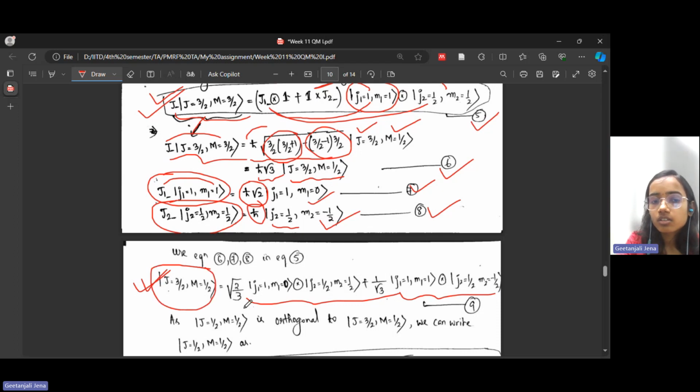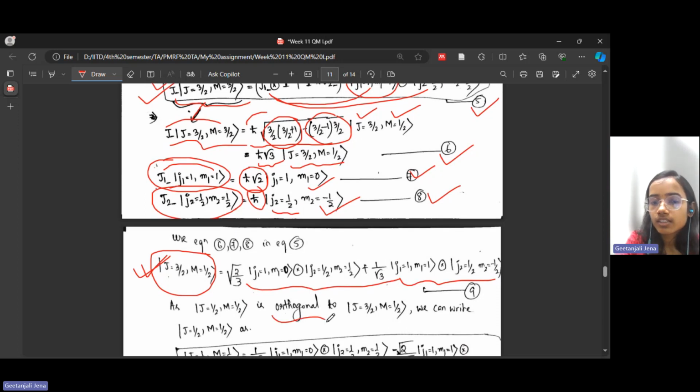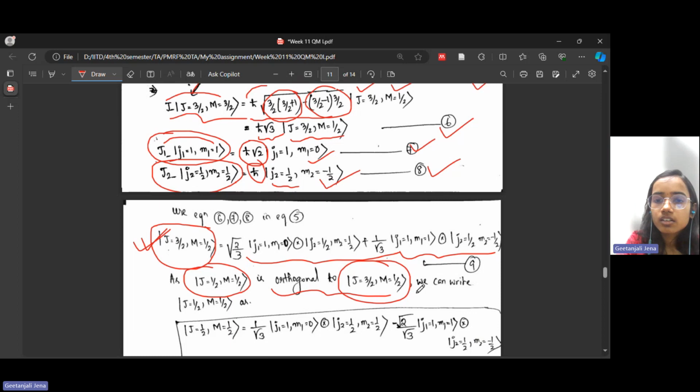Okay, but this is for J equal to 3 by 2 and M equal to 3 by 2. But we want to find out the expression for J equal to half and M equal to half. So for that, you use the orthogonality condition. This state, J equal to half and M equal to half, is orthogonal to J equal to 3 by 2 and M equal to 3 by 2.